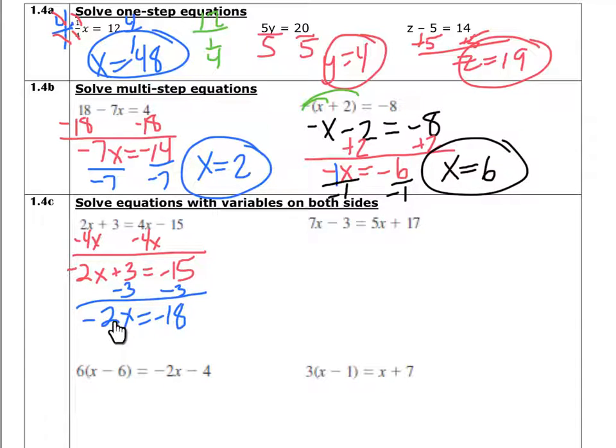Now negative 2 times the x means to get rid of times, I divide, so I'm going to divide by negative 2 on both sides. Negative 18 divided by negative 2 is going to be positive 9.